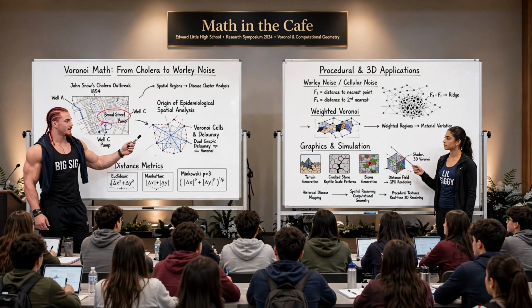We have covered an astronomical amount of ground today. We really have. We started all the way back in 1644, looking through the eyes of René Descartes as he imagined the cosmos partitioned into swirling vortices governed by stars. We moved to the streets of London in 1854, where Dr. John Snow used the precise geometry of spatial boundaries to trace a cholera plague directly to the Broad Street pump. We watched Lejeune Dirichlet and Georgy Voronoi lock down the rigorous formal mathematics of these regions, proving their stability from 2D pizza maps all the way up into high-dimensional space.